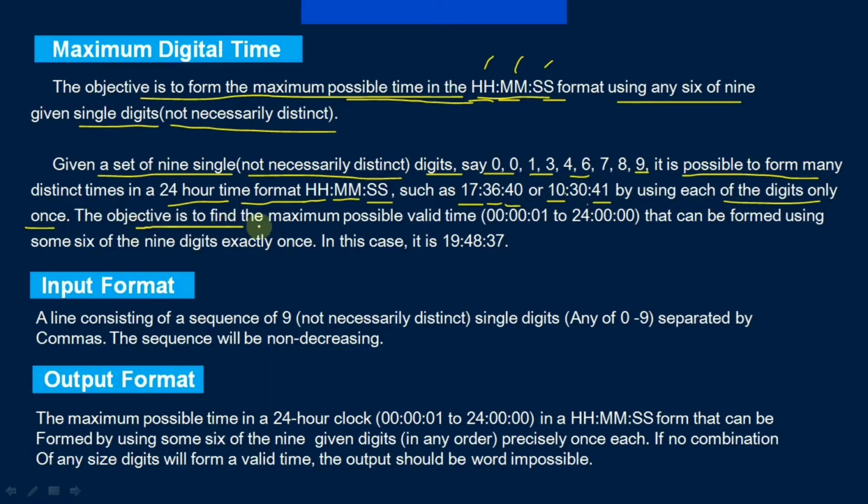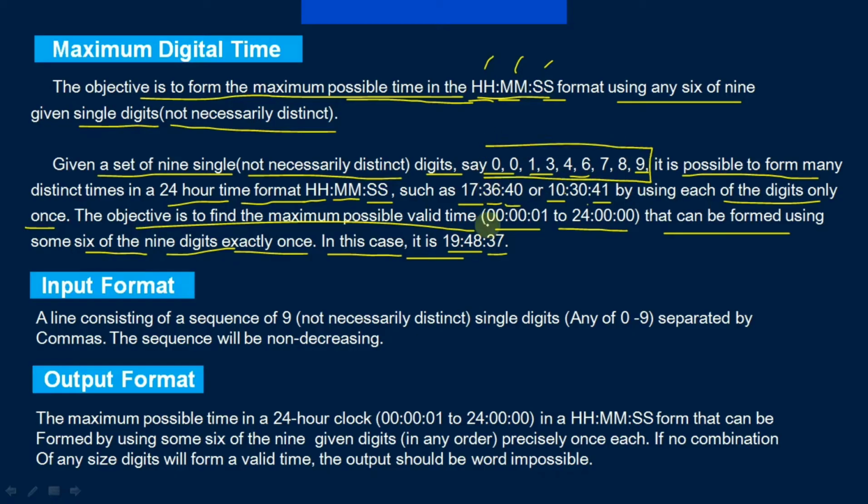The objective is to find the maximum possible valid time. Obviously it has to be valid in 24-hour format, and it can be formed using some 6 of 9 digits, each exactly once. In this case it is 19 hours 48 minutes and 37 seconds. So using these 9 digits you can form this time. That will be the maximum one in 24-hour format. So the answer will be 19 hours 48 minutes and 37 seconds.